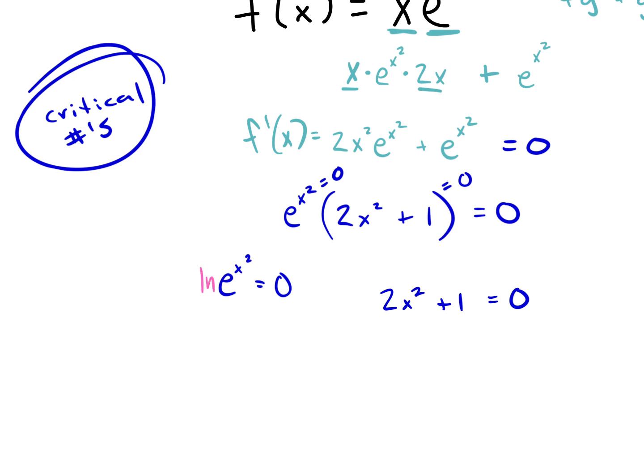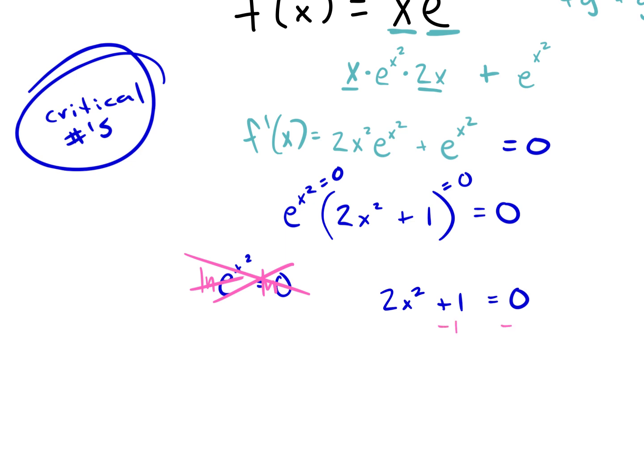Take the ln of both sides. What is the ln of 0? Does not exist. We do not get an answer from this one. You can try it in your calculator. You'll have your calculator with you. Do the ln of 0. It'll give you an error. Does not work. Let's do the second one.